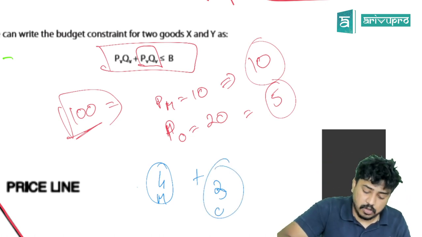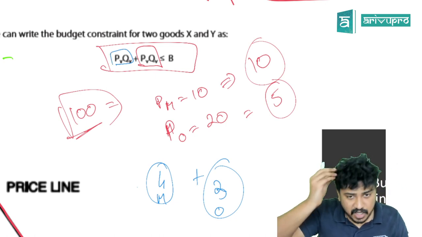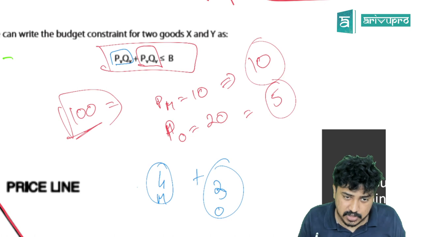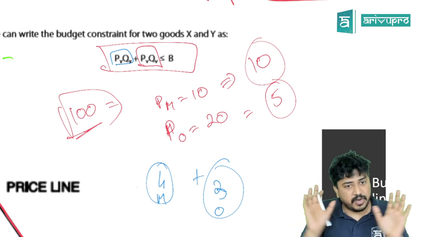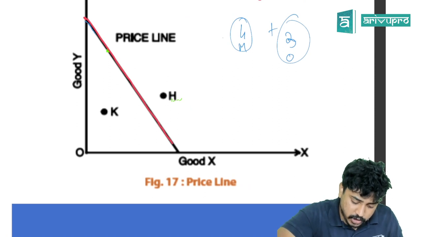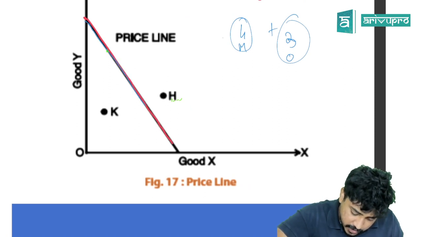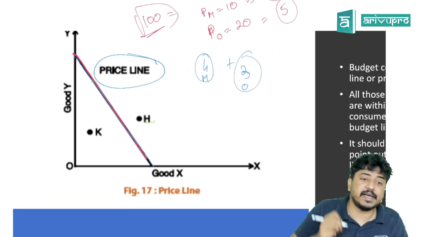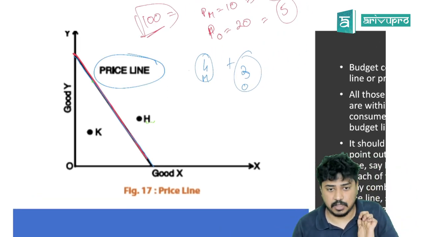How did I get it? This is the same formula, practically applied; they give it in a formula-based way. That's all it is. So all these combinations I plot onto a curve. This we call the budget line, or another name is the price line.